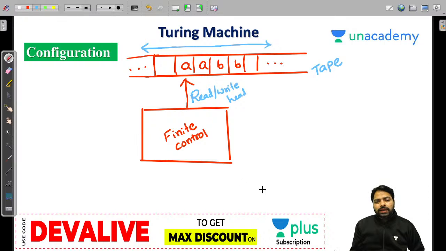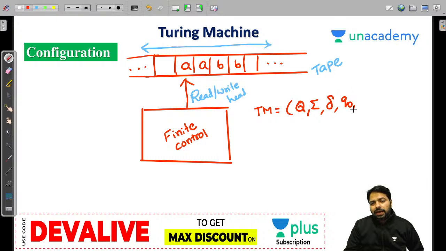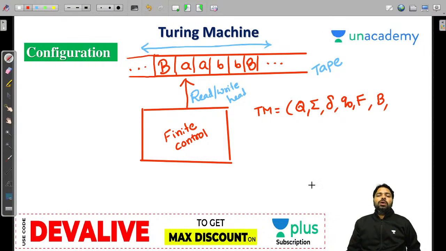And now look at what are the parameters we have. A Turing machine is equal to Q, the finite control has a finite number of states, sigma, and delta, Q naught, F, exactly like a finite automata. Additionally, what do you have? The special symbol which is called a blank. Before and after the input you will have blank symbols by assumption. So blank is a special symbol on the tape. The whole tape is occupied with blanks except your input initially.